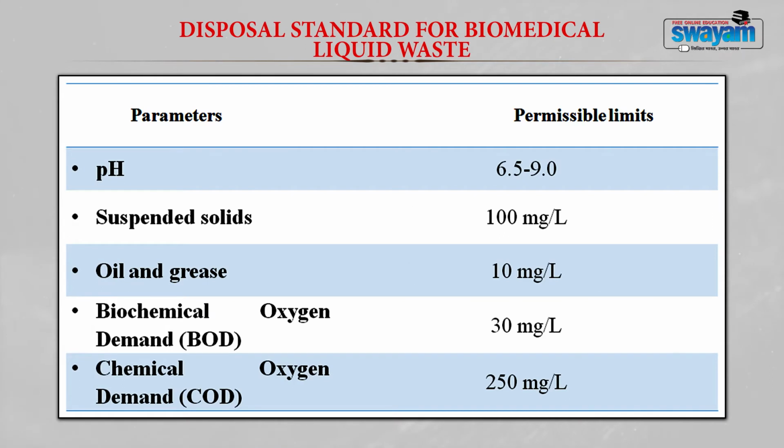Now, after disinfecting your biomedical liquid waste, you have to stick to certain permissible limits before discharging into the sewer system. Some of them are summarized in this table: the pH should be in the range of 6.5 to 9, suspended solids should be in the range of 100 milligram per liter, oil and grease should be around 10 milligram per liter, the BOD, that is the biochemical oxygen demand, should be 30 milligram per liter, and chemical oxygen demand, that is COD, should be 250 milligram per liter. Only when the biomedical liquid waste shows these permissible limits can it be discharged into the sewer network, otherwise you have to go for further treatment before disposal.